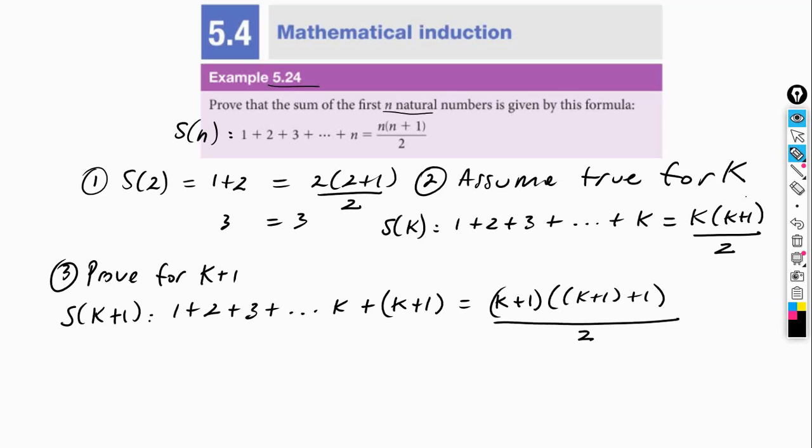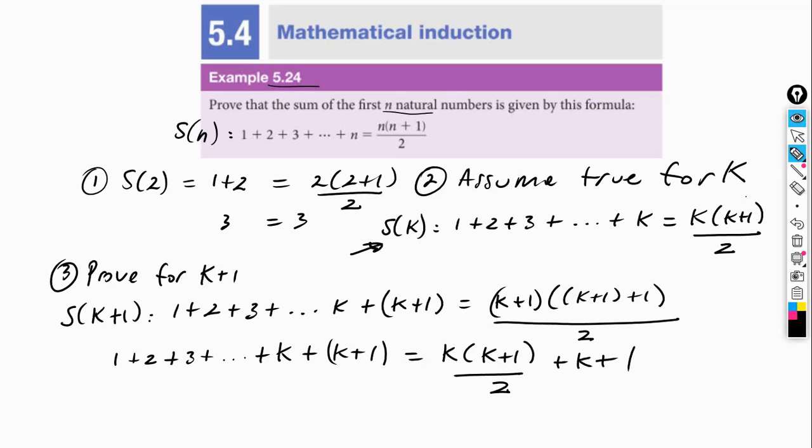So how do we prove? Well, normally we use the previous statement to get to this expression. So this is what we're going to do here. We're going to add k plus 1 to both sides of the first statement. So this part, with this part here, I should arrive to this answer. We'll continue that over here.